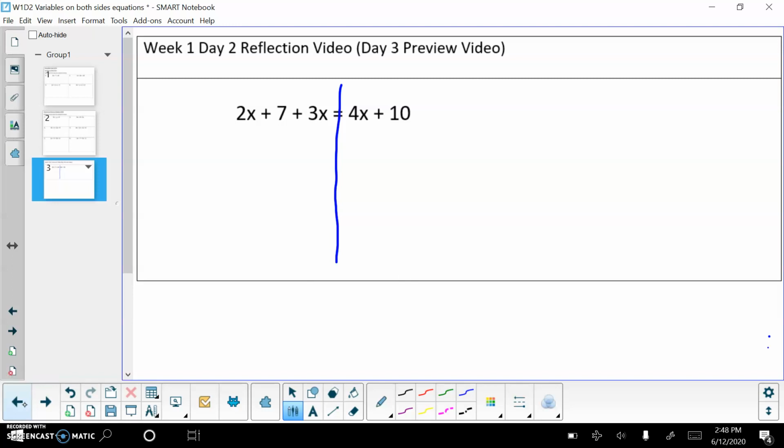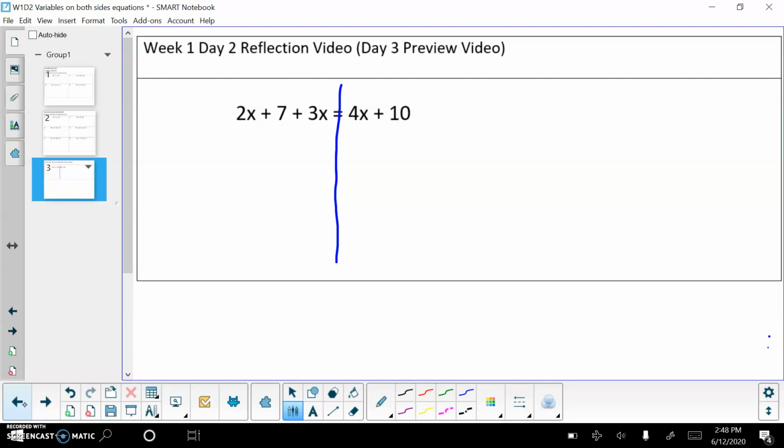So we've wrapped up day 2 with variables on both sides, and now we're going to preview day 3 with problems that look like this, because this is a little bit different than what you saw today. You'll notice there's still variables on both sides, but it's a little bit longer, a little bit more complicated, and you'll notice the left side has two sets of variables on it. You've got the 2x and the 3x.